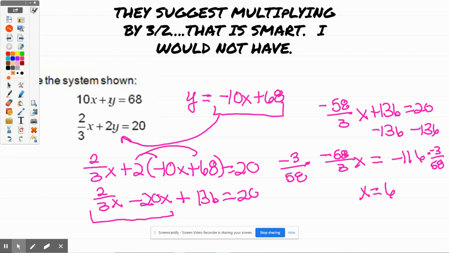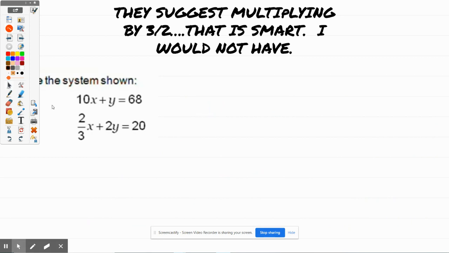Plug in x equals 6, probably into the top one to get the y. 10 times 6 plus y is 68. That's 60 plus y is 68. Subtract 60, and y equals 8. So the point (6, 8) is where those two lines will intersect, and that is the solution to the system.